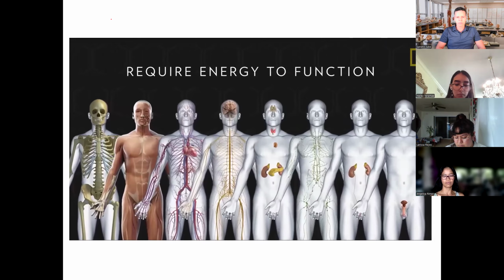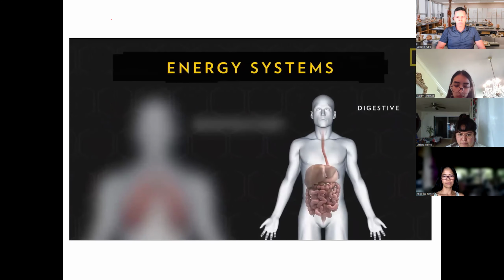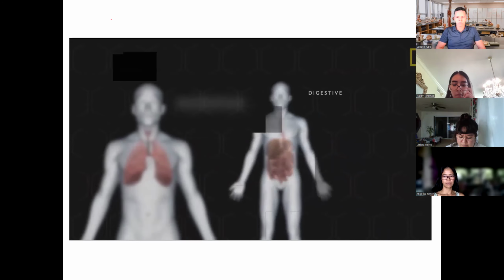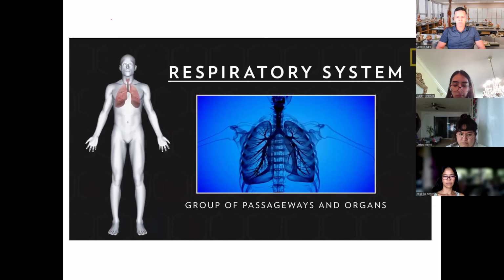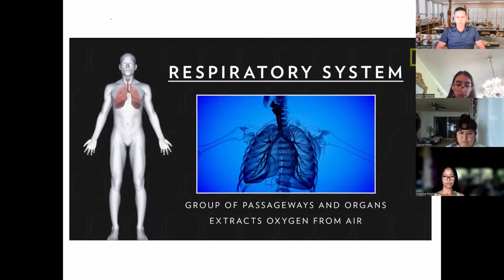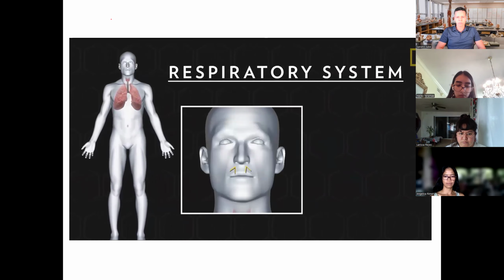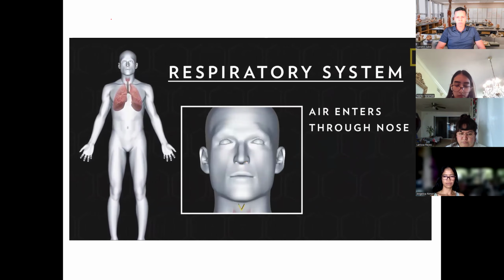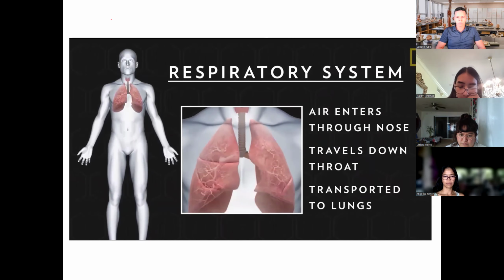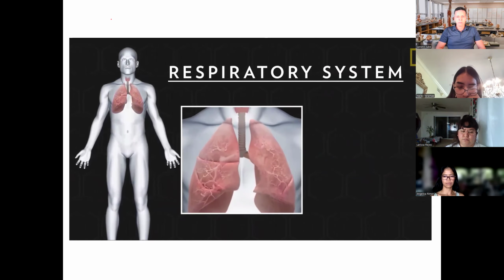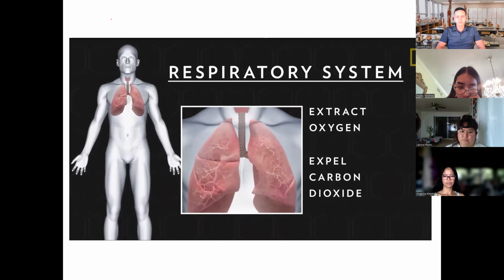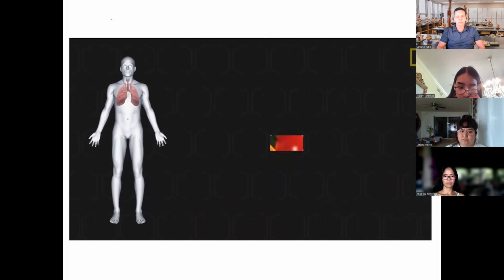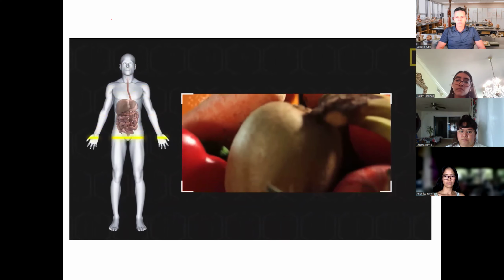All of these systems require energy to function, and that's where the respiratory and digestive systems come in. The respiratory system is a group of passageways and organs that extracts life-giving oxygen from the air we breathe. Air enters the body through nasal cavities, travels down the throat, and is then transported to the lungs. The lungs extract oxygen for the body to use and then expel a carbon dioxide byproduct when we exhale. Energy can also come in the form of food.